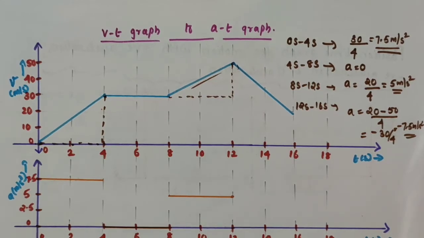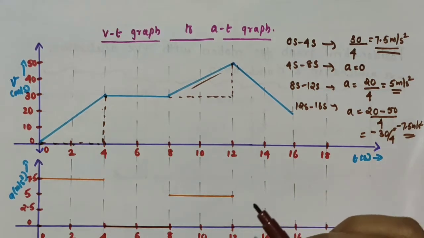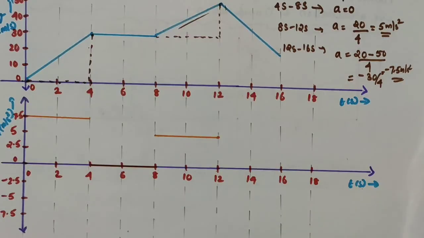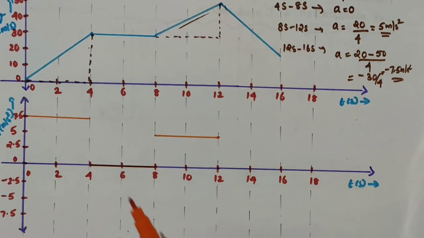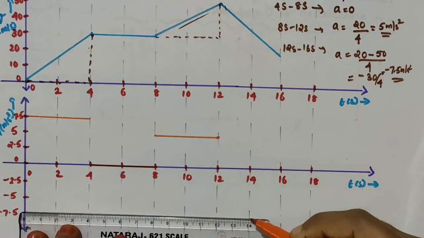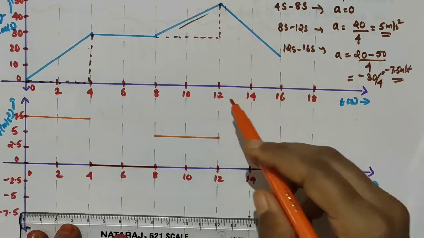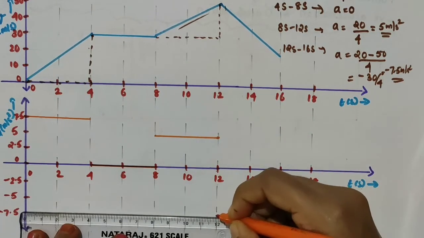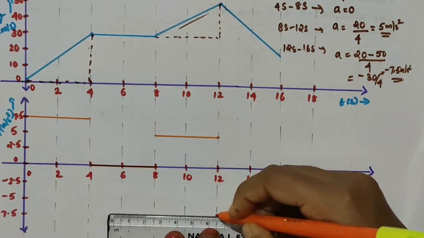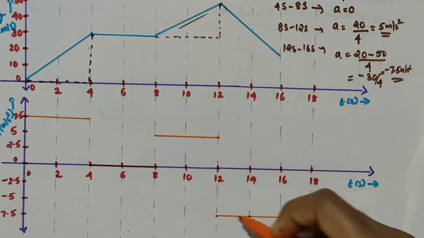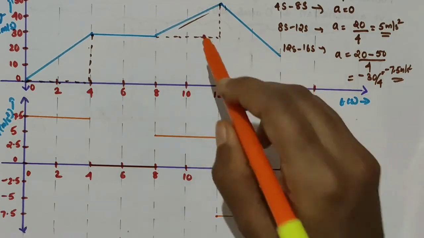So when you are considering this interval of time, from 12 seconds to 16 seconds, the acceleration is minus 7.5 meter per second square. So minus 7.5 meter per second square means along the negative y axis, right? So minus 7.5 meter per second square between 12 and 16 seconds. So 12 is here, 16 is here. Between 12 seconds and 16 seconds, the acceleration is minus 7.5 and it is a constant. That is why we are getting the acceleration like this. So this is the acceleration time graph corresponding to this velocity time graph.